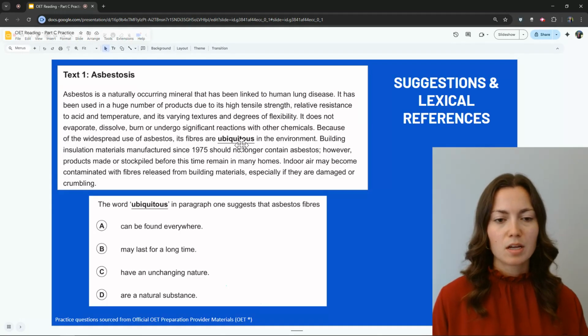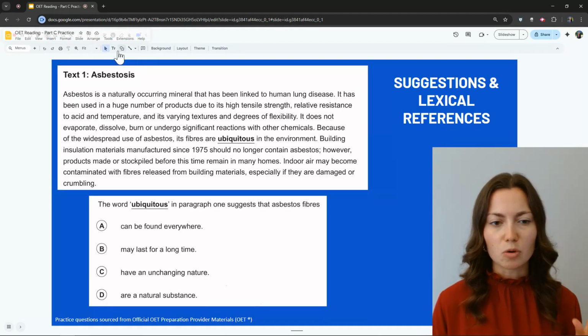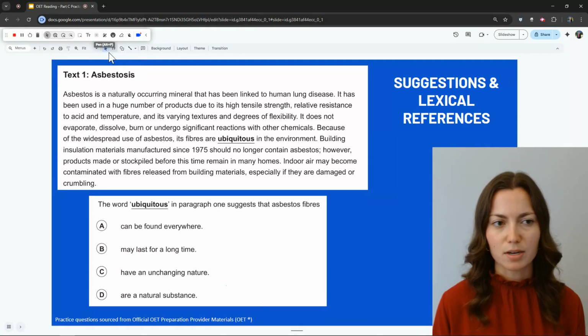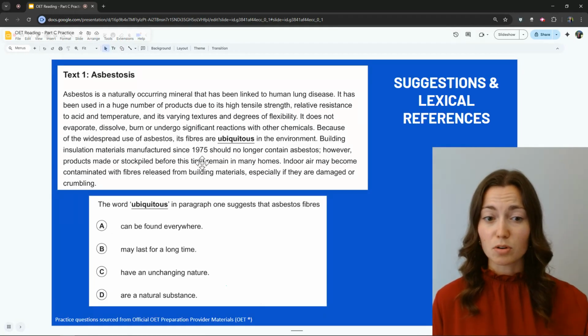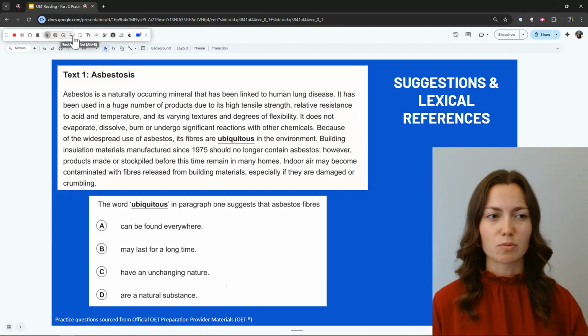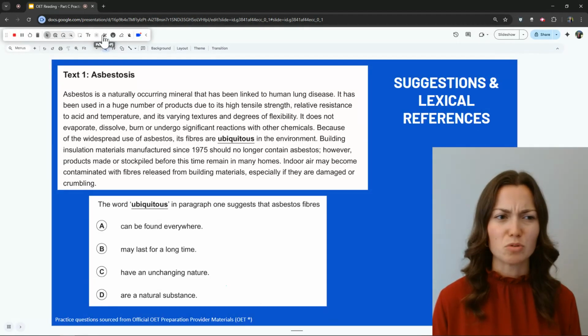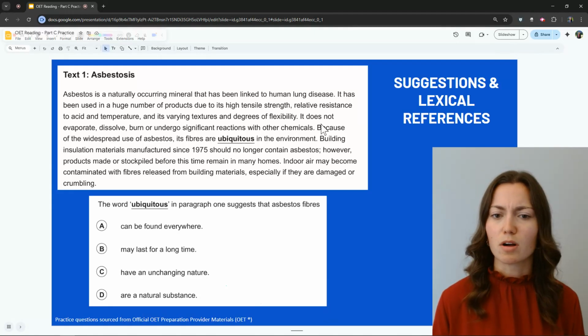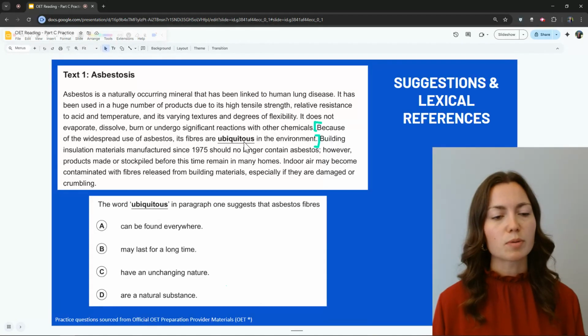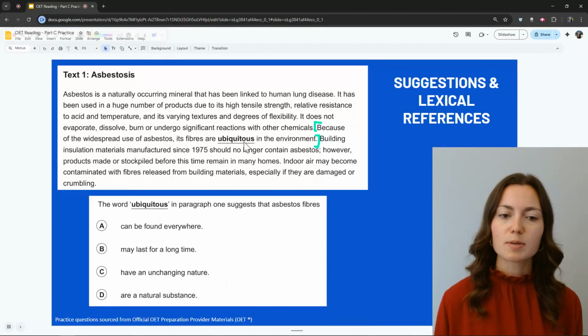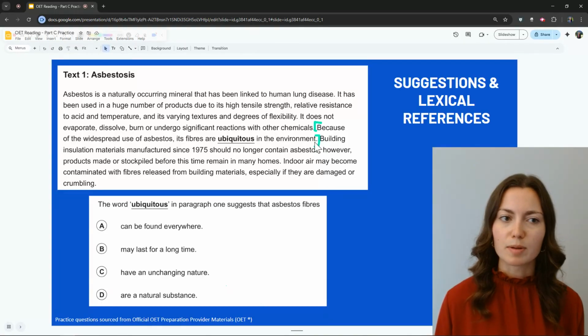Okay. These type of questions, the location in the text matters a lot. So be careful. Sometimes you'll find that there's statements that are in the text, but they're not related to the lexical reference question. That often leads to us getting the answer wrong. So the best place to always start is close to the word or the phrase. And here we have, because of the widespread use of asbestos, its fibers are ubiquitous in the environment.